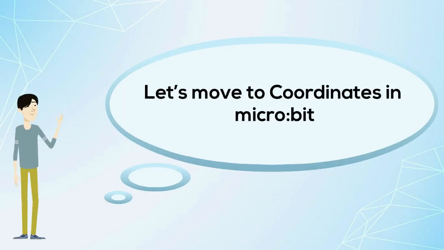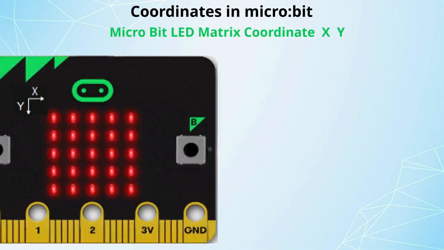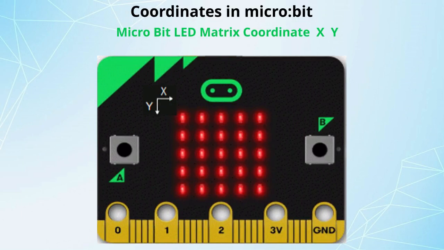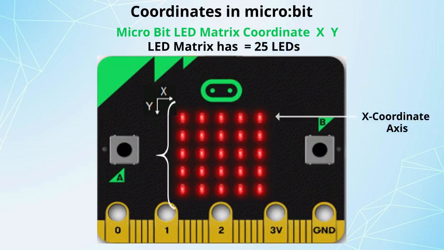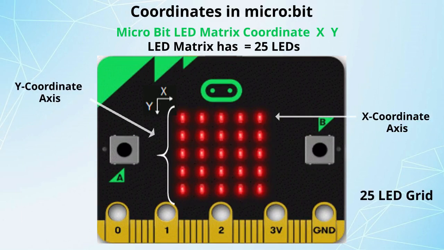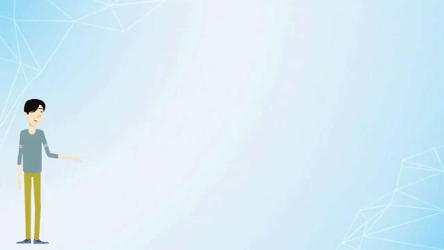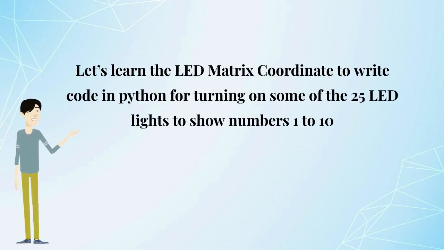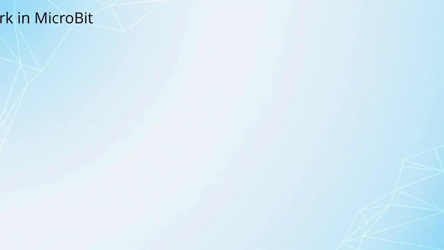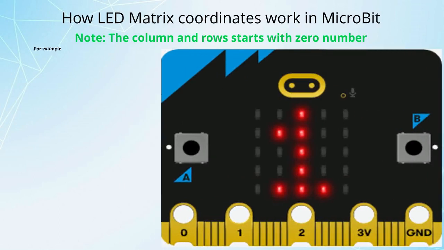Let's move to coordinates in microbit. Microbit LED matrix coordinate XY. The LED matrix has a 5 by 5 setup, equal to 25 LEDs. Let's learn the LED matrix coordinates and know how to write code in Python for turning on some of the 25 LED lights to show numbers 1 to 10. How LED matrix coordinates work in microbit.